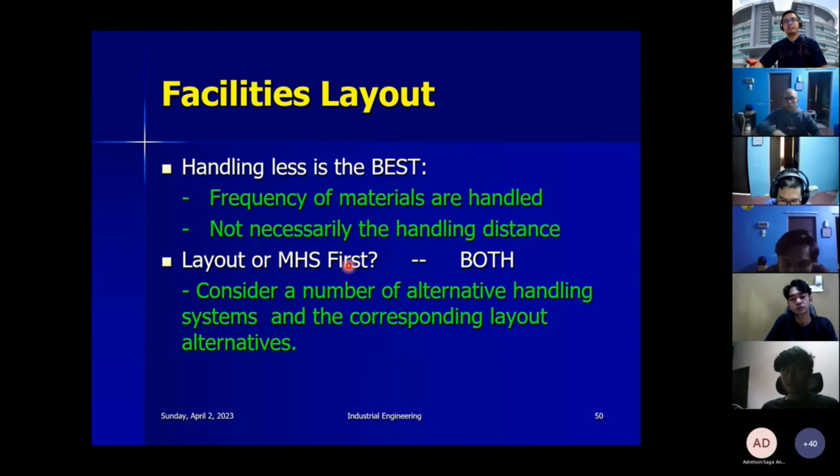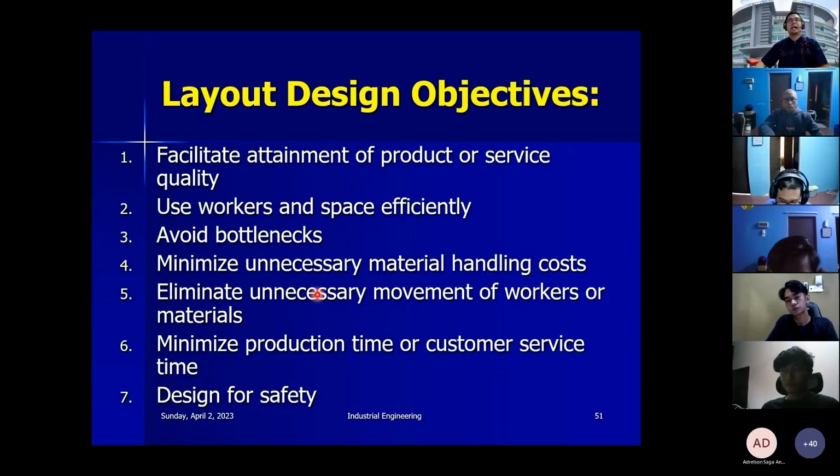So layout or MH first, BIRD. Consider a number of alternative handling systems and compare the layout alternatives. When we are looking at layout design, BIRD is very important. But the first thing is to look at the layout. What type of layout do we have? Then we design the material handling system. And this is the layout design alternative.